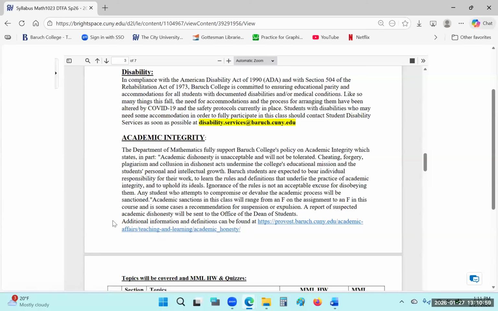Academic integrity, Baruch is really strict about it. Many times many students got suspended, even expelled from the school because of cheating. So please do not cheat. If I catch you cheating, I'll take your exam, and you're going to get a straight 0 in the exam. It doesn't matter how much you cheated, you're just simply going to get 0 for the entire exam, which is a bad thing.